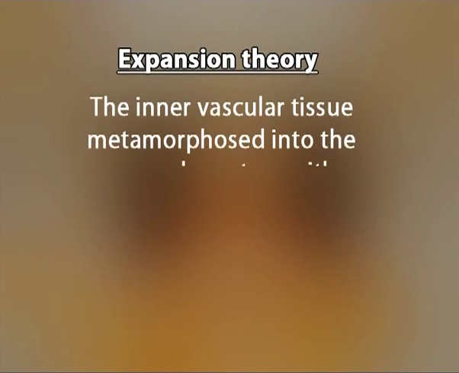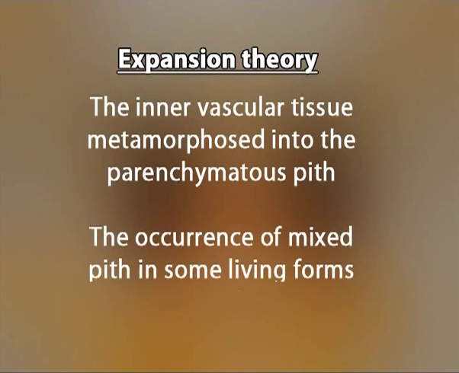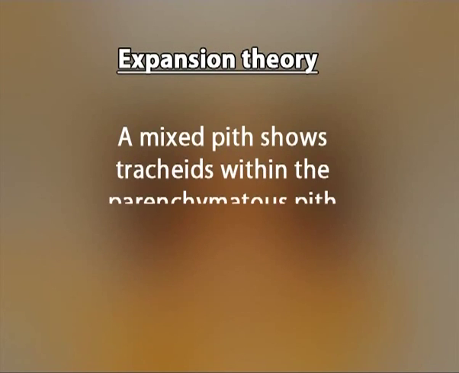According to the intrastelar origin of pith, or expansion theory, the inner vascular tissue metamorphosed into the parenchymatous pith. The occurrence of mixed pith in some living forms supports this view. A mixed pith shows tracheids within the parenchymatous pith. This may be looked upon as a transition stage between a true protostele and a true siphonostele.